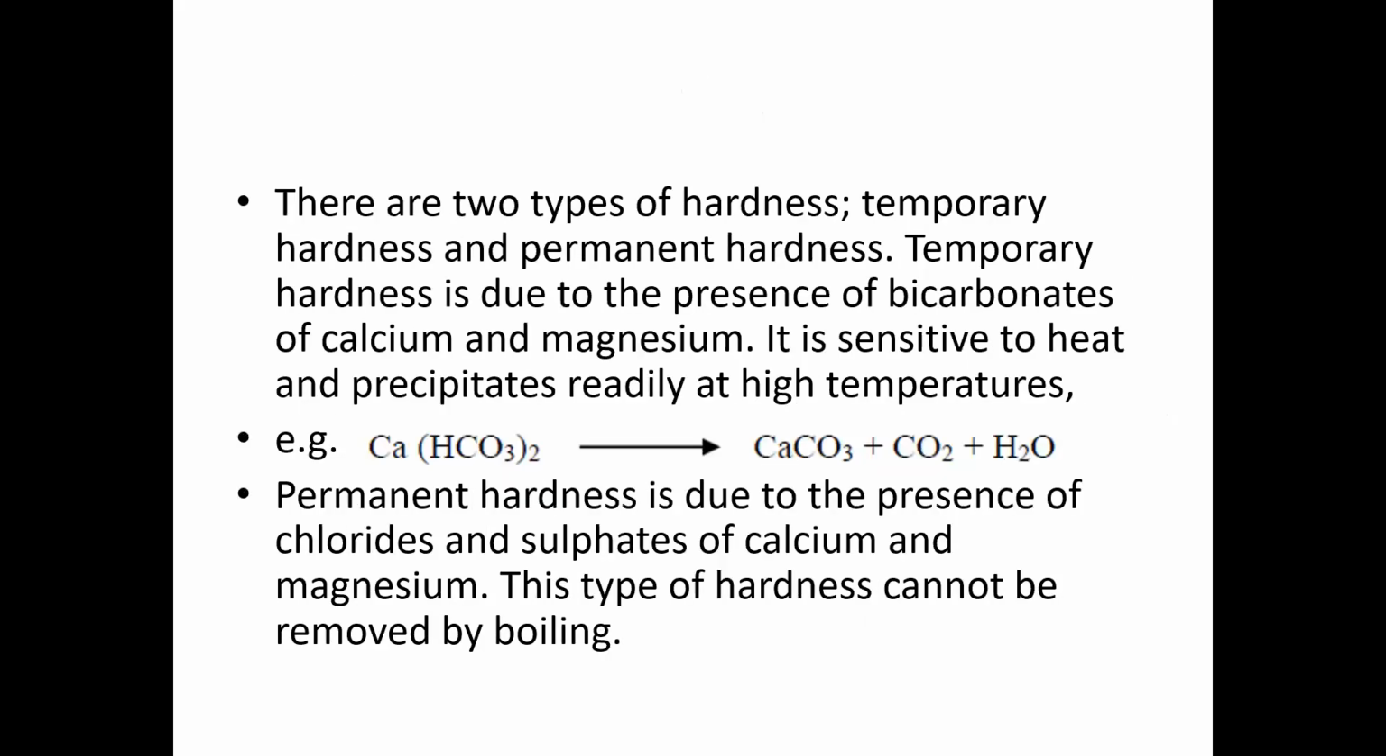So we've all done this before about hardness. There is temporary and permanent hardness. The temporary hardness is due to the presence of bicarbonates of calcium and magnesium, is sensitive to heat, and precipitates readily at high temperatures. While permanent hardness is due to the presence of chlorides and sulfates of calcium and magnesium, and you cannot remove this by high temperature.